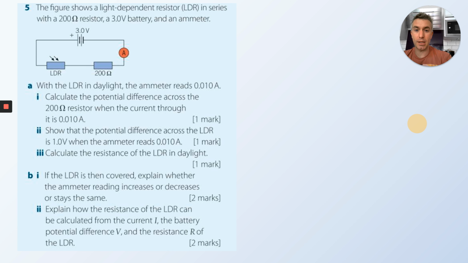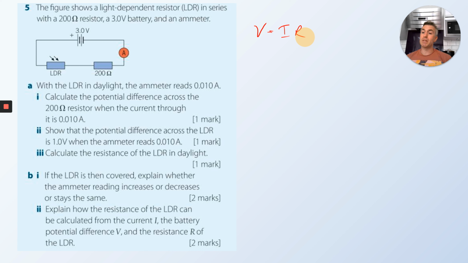With the LDR in daylight, the ammeter reads 0.01 amps. So it's bright, high light intensity. The ammeter is 0.01 amps. Calculate the potential difference across the 200 ohm resistor when the current through it is 0.01 amps. Just use the same equation as we've been using for the last few questions, and that is V equals IR.